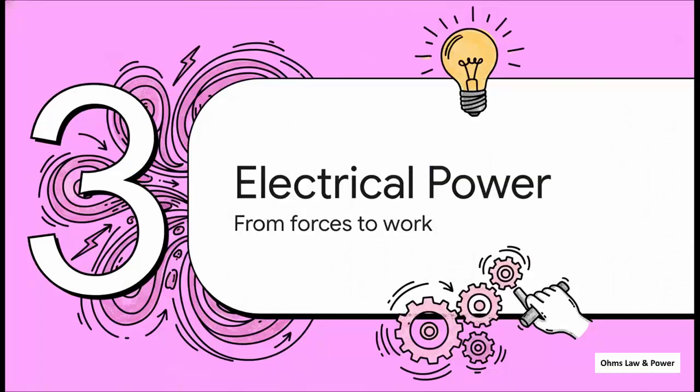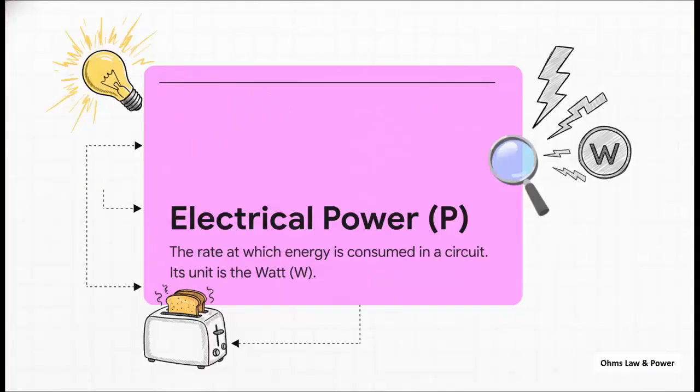Okay, so we know how electricity moves. That's a huge piece of the puzzle. But that's only half the story, right? The real question is, how much work can that flow actually do? And for that, we need to bring in our final key player, electrical power. Power is all about how fast energy is being used up. You can think of it as the rate of doing work.